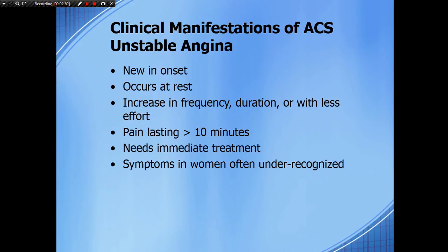Unstable angina is chest pain or angina that is new in onset, occurs at rest, or occurs with increasing frequency, duration, or with less effort than the patient's chronic stable angina pattern. The pain typically lasts 10 minutes or more. Prompt treatment is needed for patients suspected of having unstable angina.